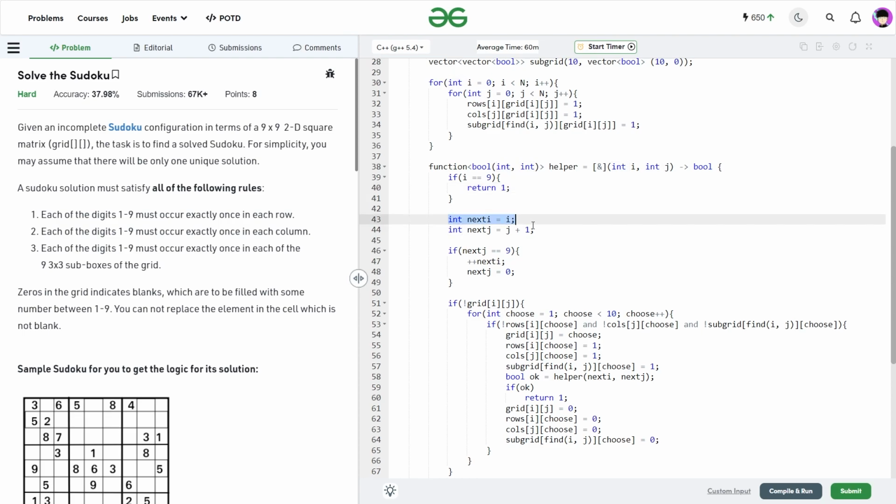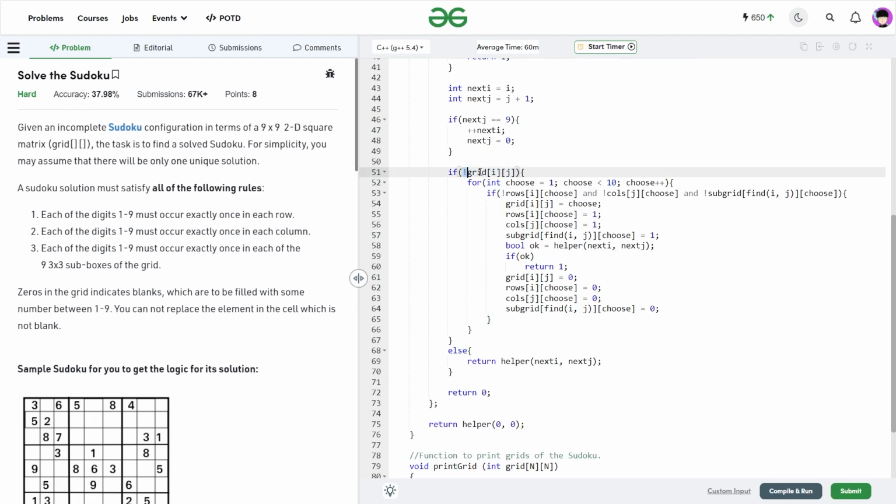Now my next i will remain as it is, right? Because the i is not going to change. And my next j is going to get incremented by 1 because I'm moving on to the next column. If my next j becomes equal to 9, then I'll increment my next i and I'll update my next j as 0. So basically I'm just trying to calculate what is the next cell I will go to. So the next cell will be next i comma next j.